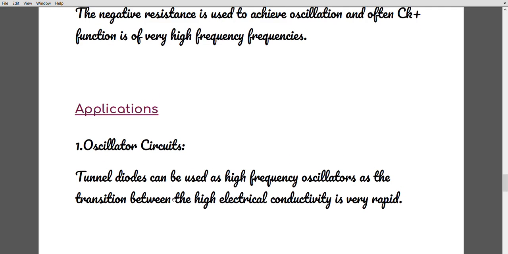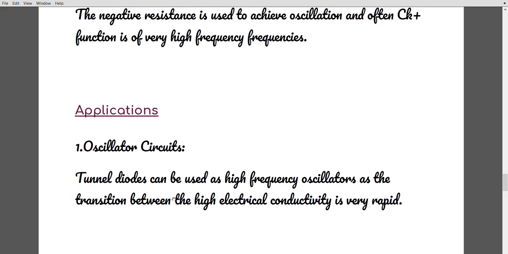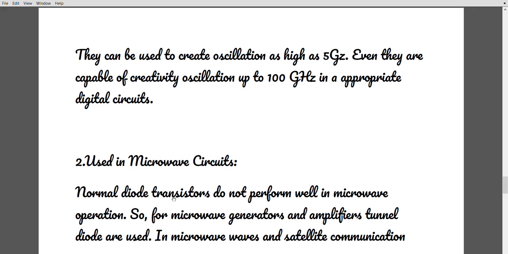Applications. The applications of tunnel diodes are as follows. They are used in oscillator circuits, where tunnel diodes can be used as high frequency oscillators, as the transition between the high electrical conductivity states is very rapid. They can be used to create oscillation as high as 5 GHz. They are even capable of creating oscillation up to 100 GHz in appropriate digital circuits.